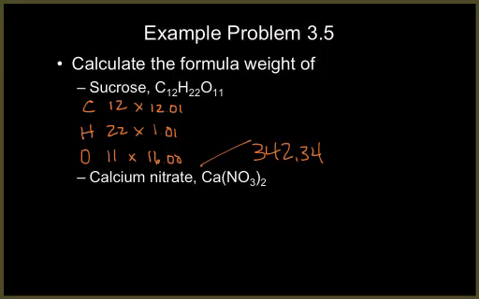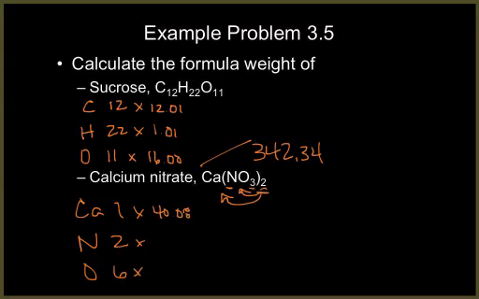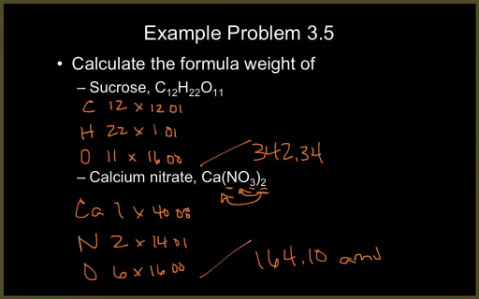Okay, for the second one, I'm not going to list it all out. Actually, I'm going to list the first part just to address this parentheses issue. So I have calcium, nitrogen, and oxygen. Calcium I have 1. Nitrogen, remember if there's a parentheses and a number outside, that gets distributed to everything on the inside. So there's 2 nitrogen and 3 times 2, so 6 oxygen. Again, you multiply each of those by their average atomic mass from the periodic table. When we add all those together, we get 164.10. And again, we could list this in AMUs. I forgot my unit on this one, so AMUs would be my unit for that.